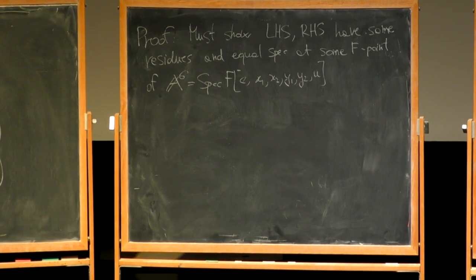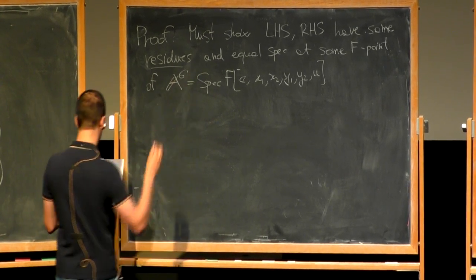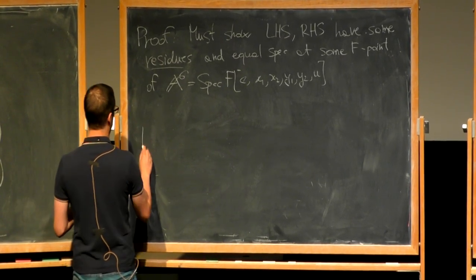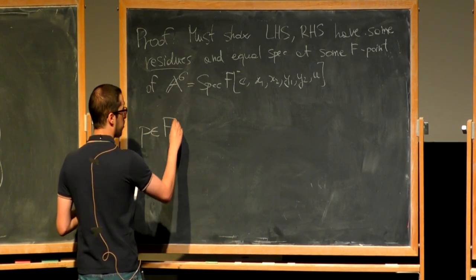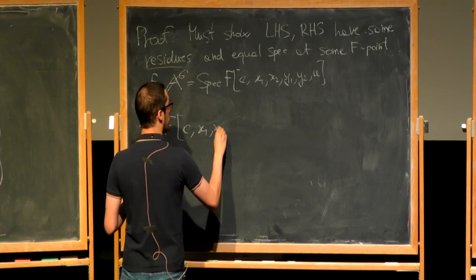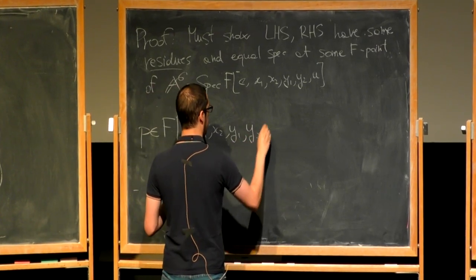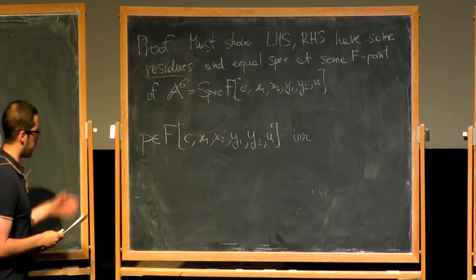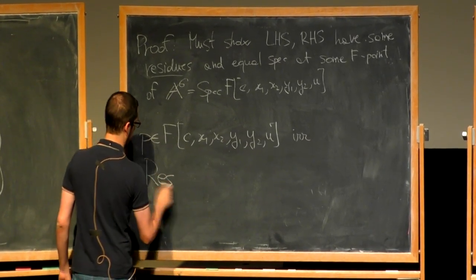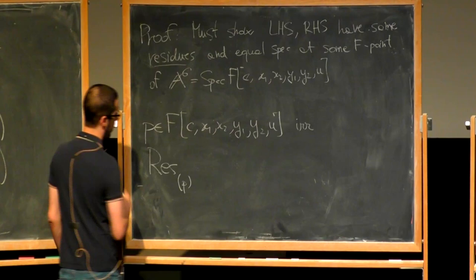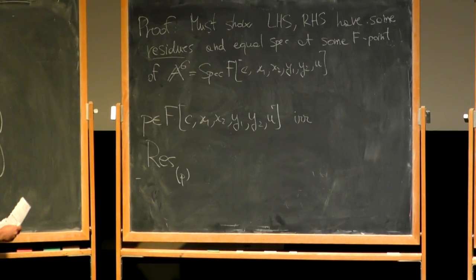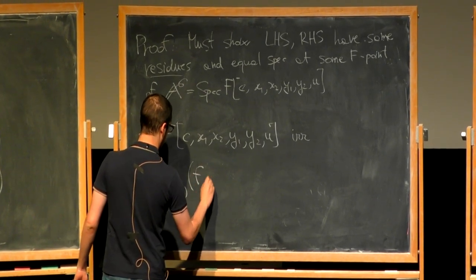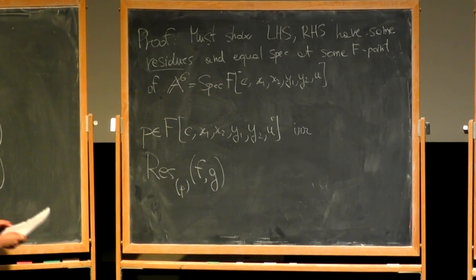Okay, so what does this word mean? I'll just give you the formula to compute it. So what is the residue? Suppose you have some irreducible polynomial P in F[C, X1, X2, Y1, Y2, U]. What's the residue of some Brauer class at P? Well, I tell you what the residue of some quaternion class is. So suppose you have some symbol (f, g), what is its residue?